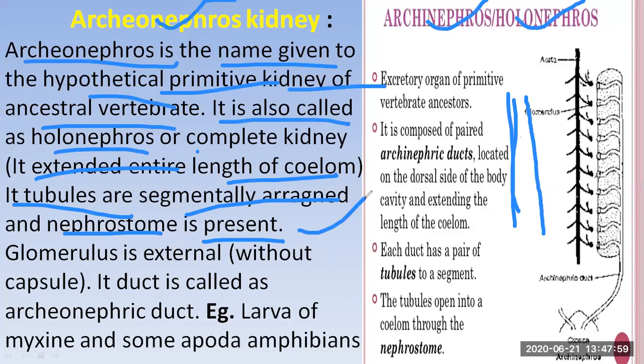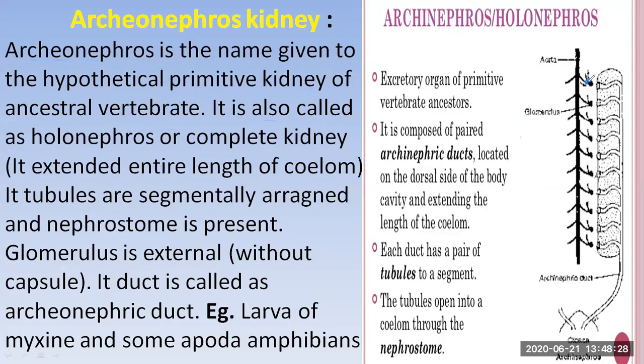We will see that only the pronephros as well as the Archaeonephros both have the nephrostome. After that, we will see about the nephrotome. They have a glomerulus, but without a capsule; no Bowman capsule is found. If you look at the figure, you can easily understand. Here this is the glomerulus region, but in the glomerulus region no Bowman capsule is generally found.